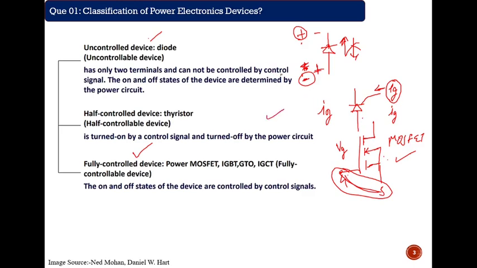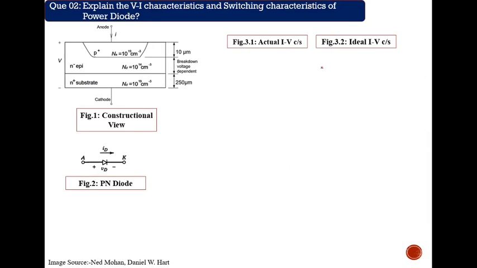In uncontrolled devices, you can neither turn the device on nor turn it off; to turn it on, you need to apply an external biasing circuit. Now, what are the VI characteristics and switching characteristics of the power diode? One more important point: what is the difference between a signal diode and a power diode? The rating of the signal diode is very low compared to the power diode.